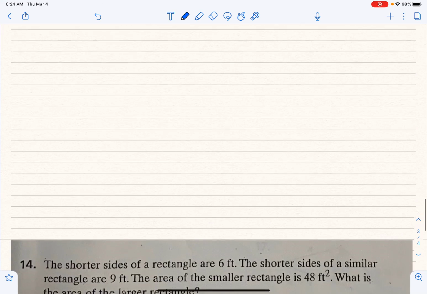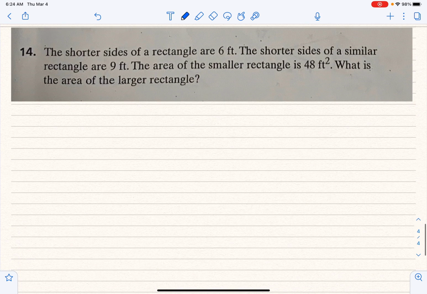Okay, last problem. Last problem, all words. You got to try to picture this and see what's going on. We did some just like this yesterday. We talked about octagons and triangles. This just like this. So it says the shorter sides of a rectangle are 6 feet. The shorter sides of a similar rectangle are 9 feet. Okay, I want to encourage you. You get a problem like this, draw it.